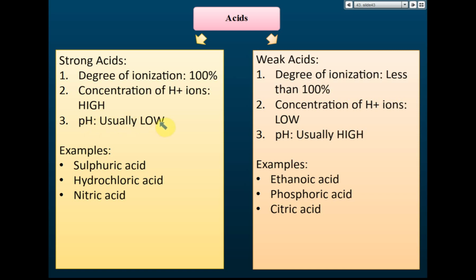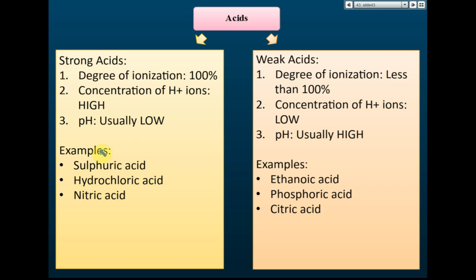Usually, if the concentration is 0.1 mole per decimeter cube, then the pH is already 1. So the pH is 1 even if the concentration is not so high. About 0.1 mole per decimeter cube, the pH is already 1. So the pH is usually low. Low means it's acidic. pH low means acidic. pH high means alkali.